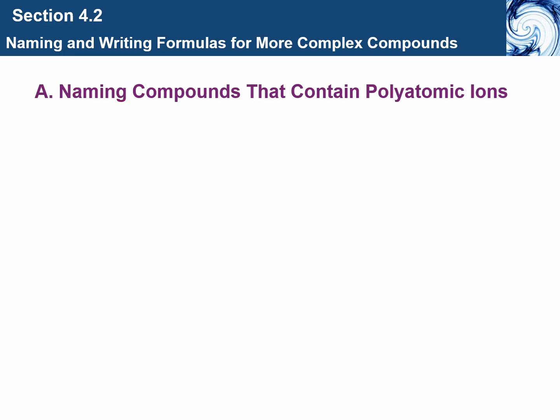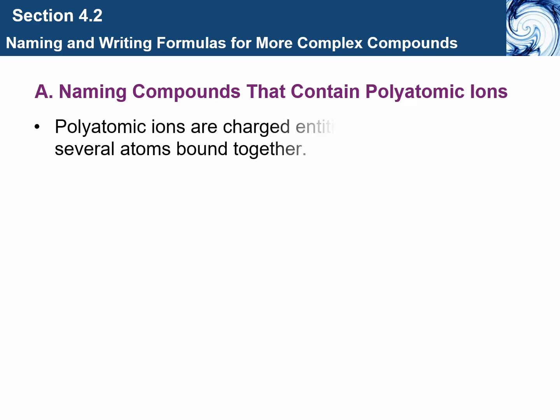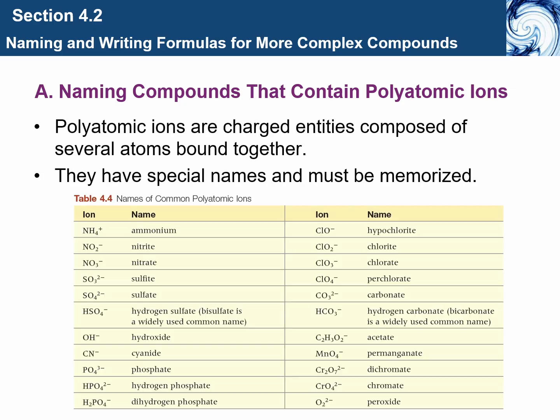Naming compounds that contain polyatomic ions. Believe it or not, poly means many. So that means that these are ions that have multiple different atoms bonded together. Each entire group carries a net charge, so we'll need to know the charge, and it has a special name that we have to learn. The table includes a lot of different ones that we'll need to know. We'll go through these as they pop up.